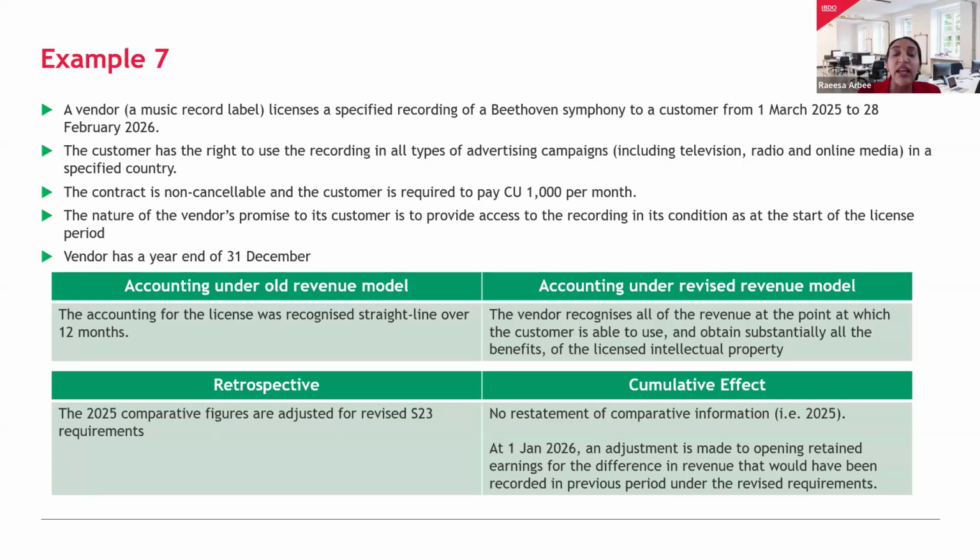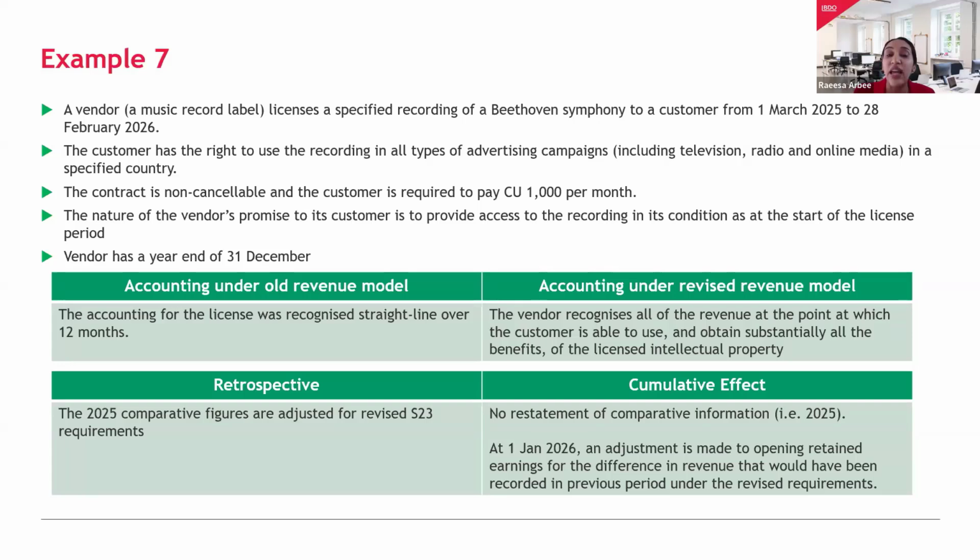So the vendor had determined that under the old Section 23, they were going to account for that licensing revenue over time. So they recognized it on a straight line basis over 12 months. Under the revised revenue accounting model, the vendor has decided that, in fact, they should recognize revenue at a point in time. So as soon as the customer has access to that recording, they've satisfied their performance obligation and they should then recognize revenue upfront.